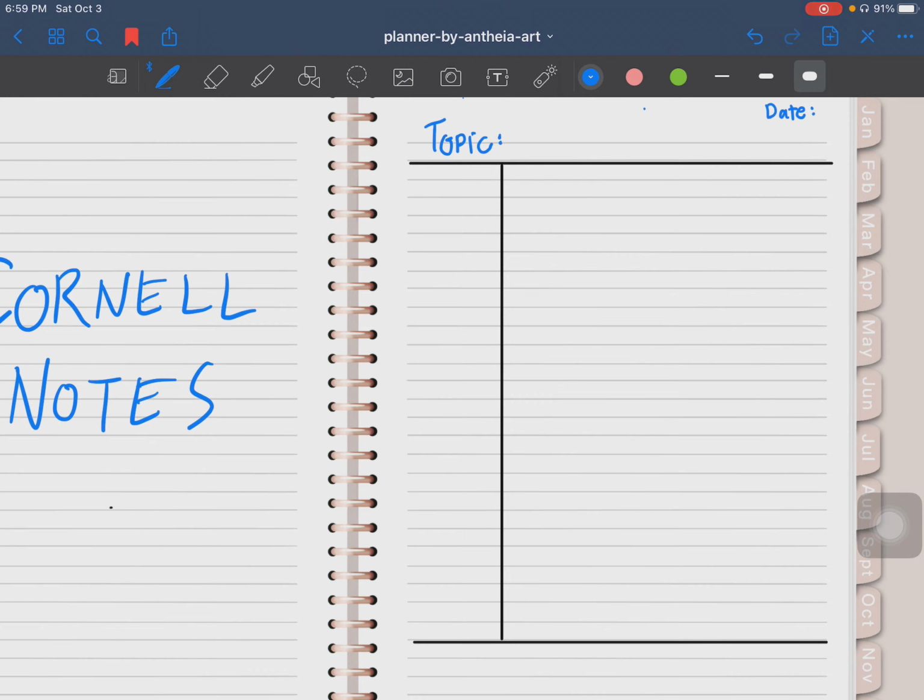Now on the major part of your Cornell notes, this is the part wherein you're going to have your main notes. Now you will be only writing keywords here. What are keywords? These are words that are quite important to you. So it can be a word, concept, a phrase, which is important in the lesson.